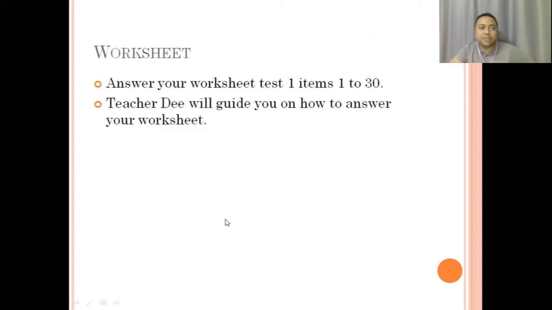Okay, it's time to answer your worksheet. Answer your worksheet test 1, items 1 to 30. Teacher D will guide you on how to answer your worksheet.